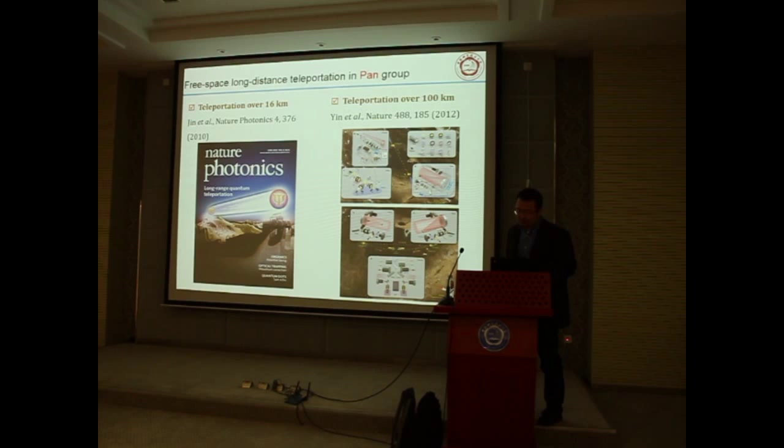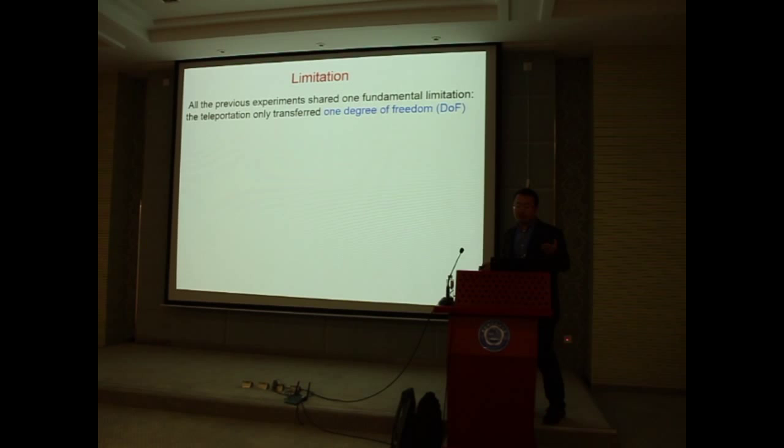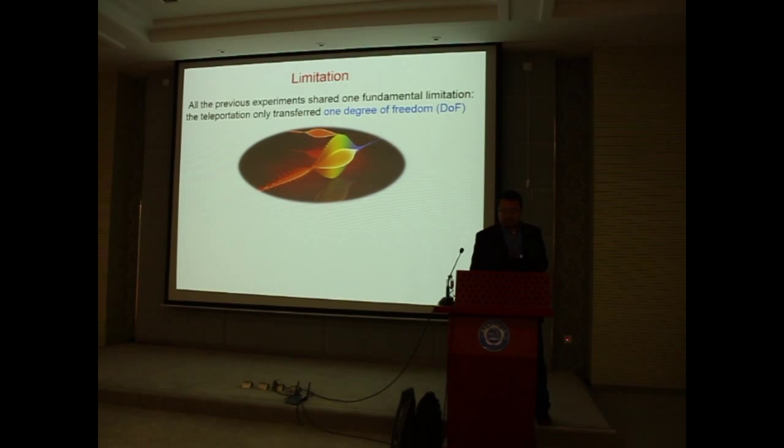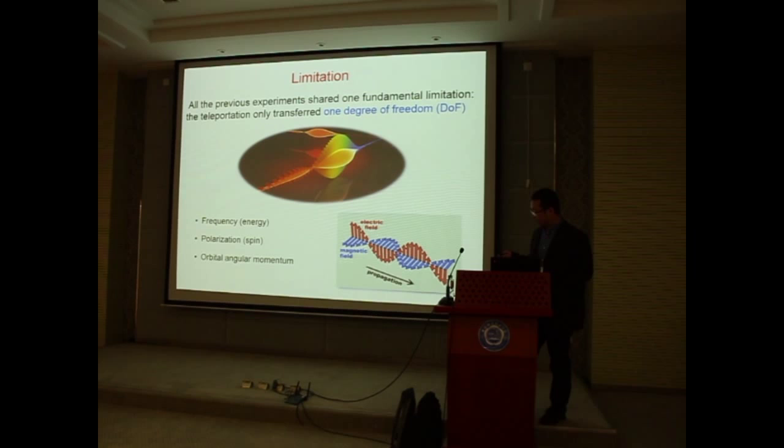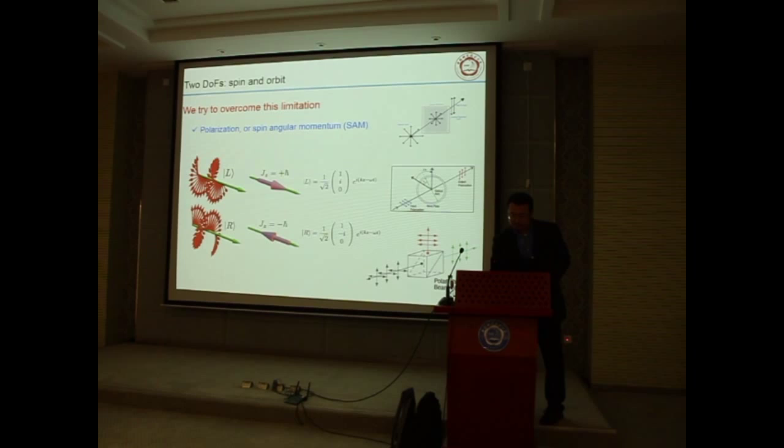However, there's a common fundamental limitation for all previous quantum teleportation. They only transform one degree of freedom. It's well known that particles have many degrees of freedom. For example, a photon has the degrees of freedom of frequency, or polarization, or orbital angular momentum. So one question may be asked: could we teleport multiple DoFs?